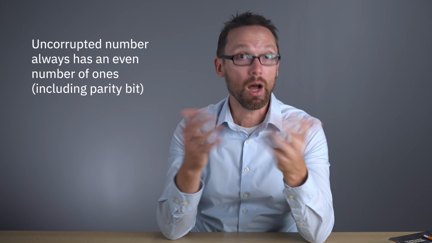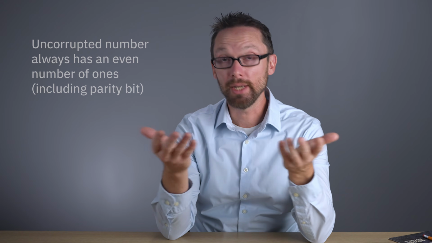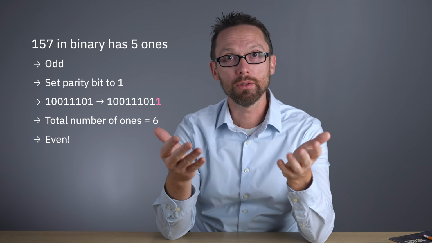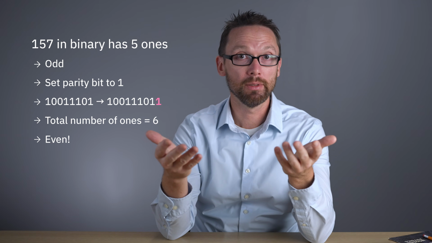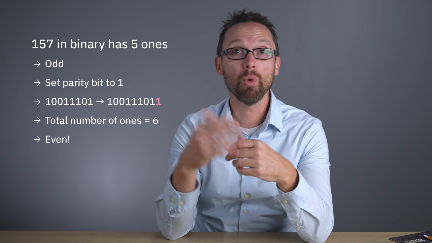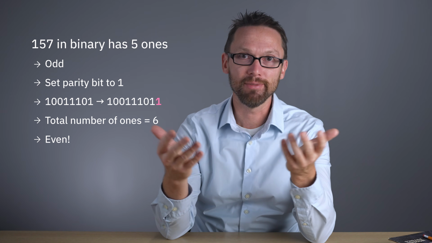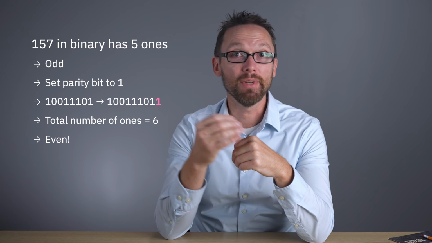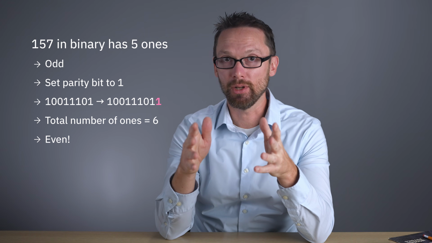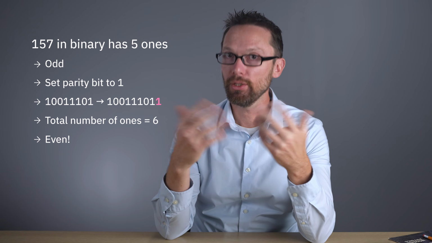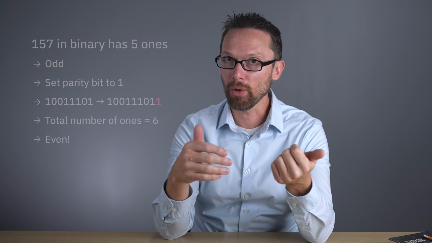So if we see an odd number of ones, we know that an error has occurred. So for 157, there are 5 ones without that final parity bit. 5 is odd, so we enter a 1 in the final bit. And as advertised, the total number of ones is now even, 6. Now, if an error causes any of the 8 bits in the number to change, that will change the number of ones, either increasing it by 1 or decreasing it by 1.